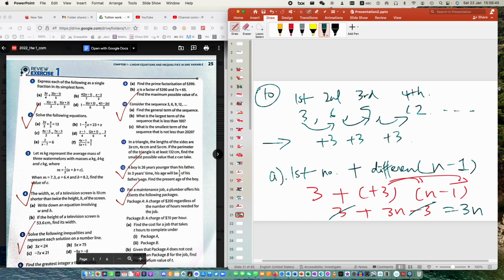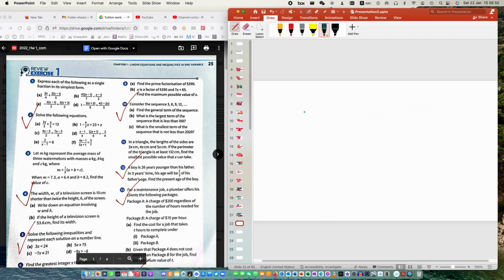Okay, then what they ask: what is the largest term of the sequence that is less than 100? So you have 3n, that's the general term, right? What is the largest number that you can get that is less than 100? Less than 100, is 100 included or not? No, it must be less. 100 is not included.